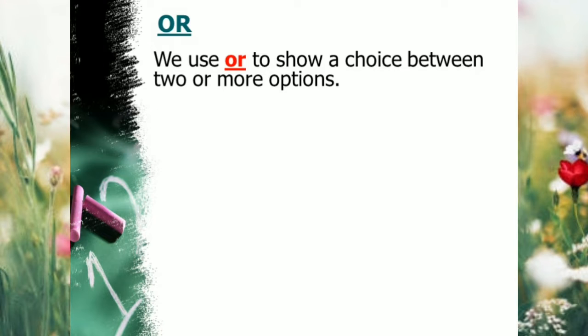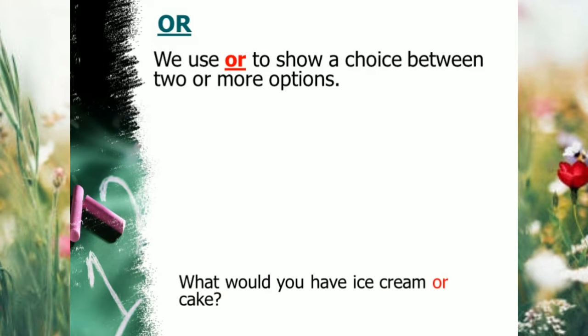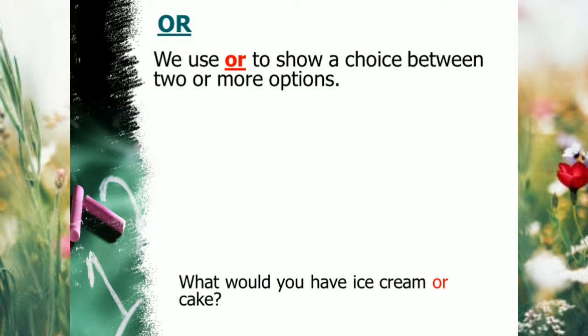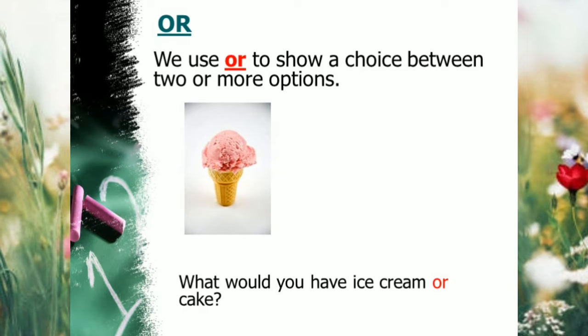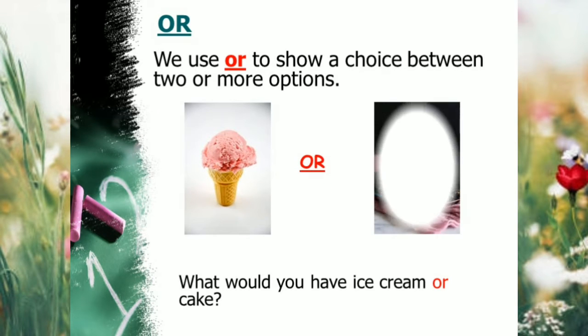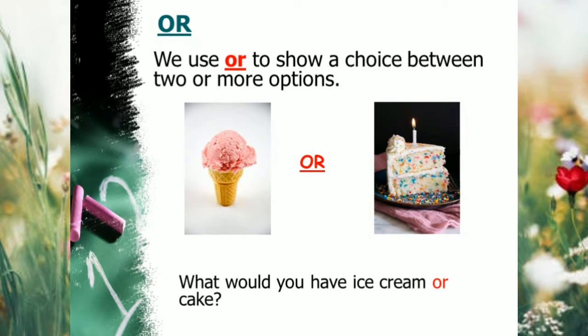For example, here in the slide it was given, what would you have? Ice cream or cake? Here options are given, and to show a choice, ice cream or cake. At a time you can have only one thing. So therefore we have used or here.